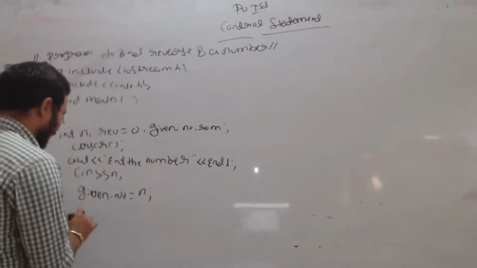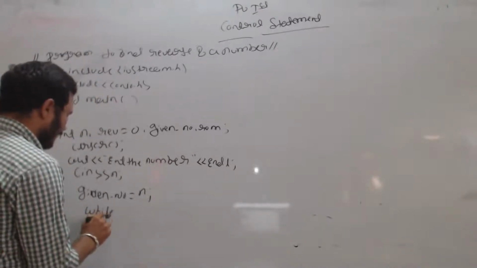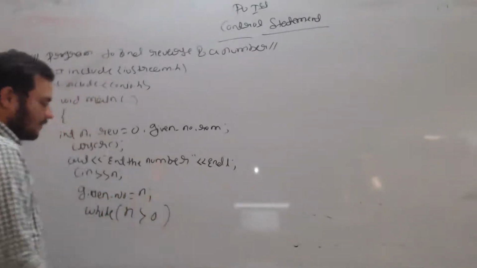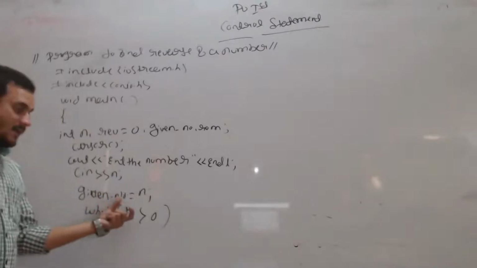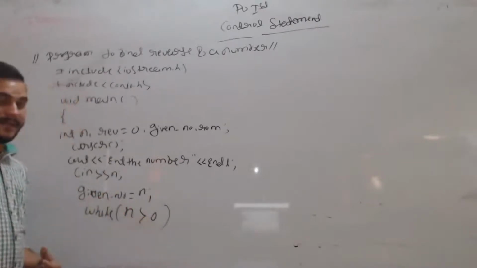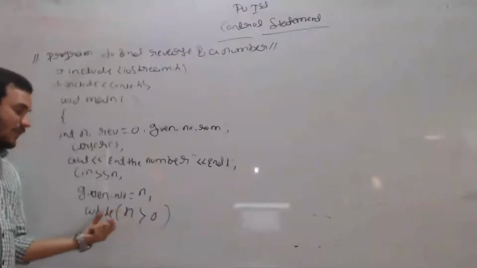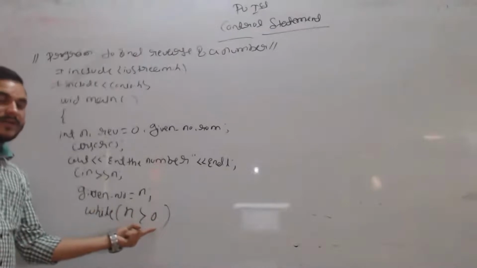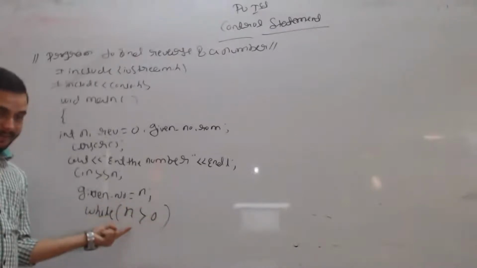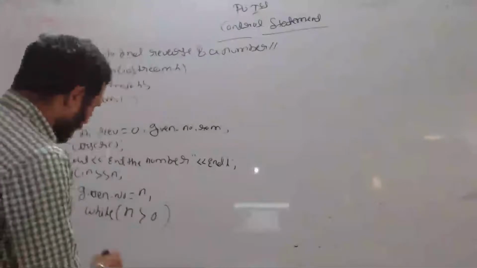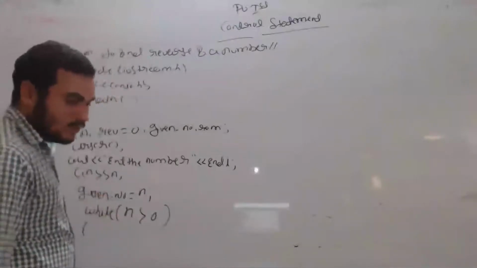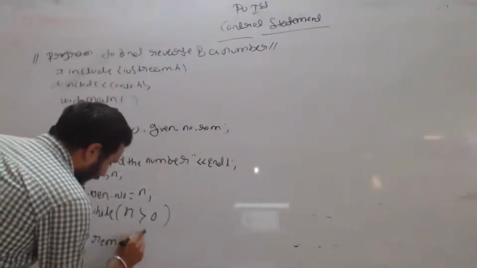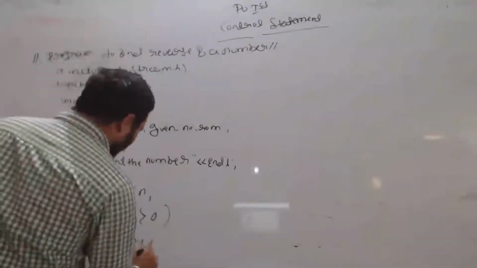So while, checking the condition n greater than 0, right? Whatever number you are giving should be greater than this 0. Then open brace, remainder is equal to n percent 10.